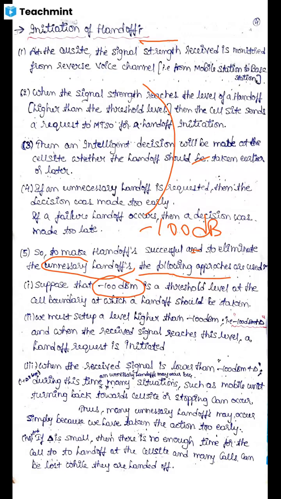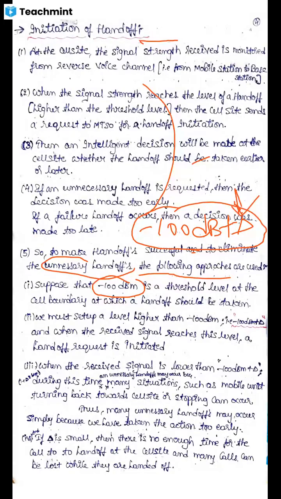Now for this minus 100 dB, I will add plus delta. So we must set up minus 100 plus delta. We should add this delta to this minus 100 dB. Now, when the received signal strength reaches this level, which level? Minus 100 dB plus delta, then the handoff request is initiated. Now we will discuss this delta.